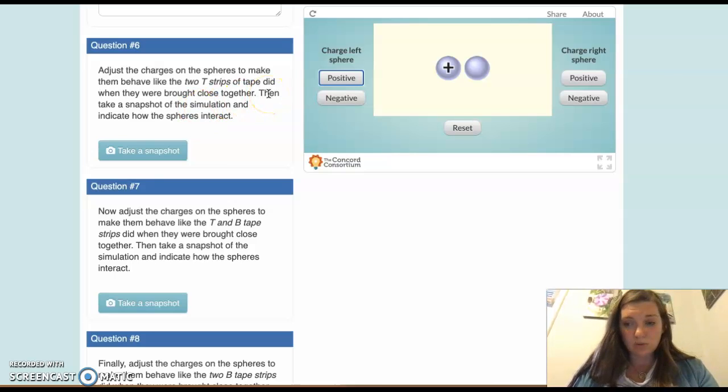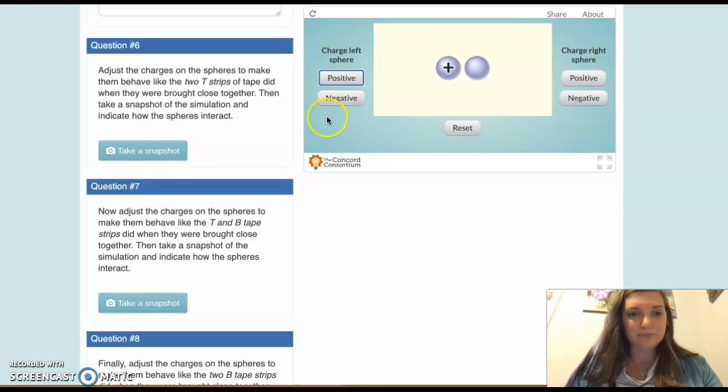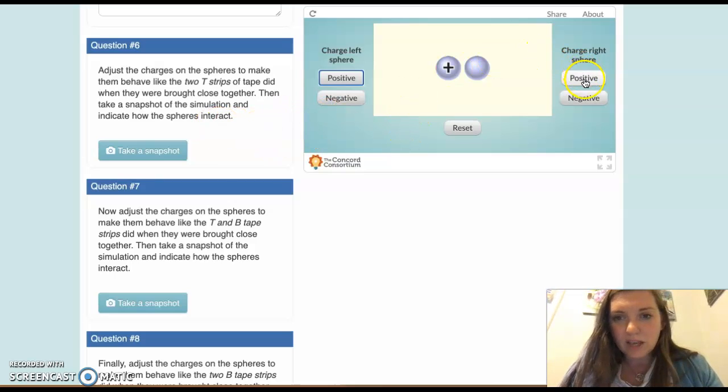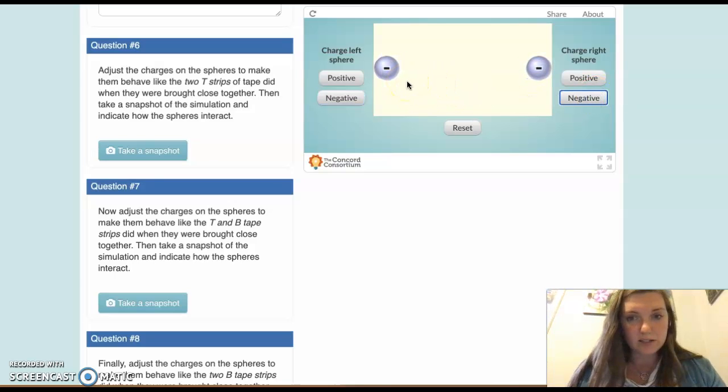And then we're going to adjust the charges on the two spheres to make them behave like the two T strips of tape, the ones that were on the top, did when they were brought close together. So those were two like charges, right? Then you're going to take a snapshot. If they were both positively charged, or negatively charged, then they're going to be far apart. So I just need to take a snapshot.